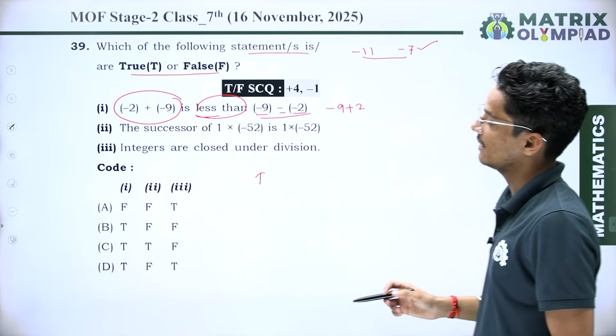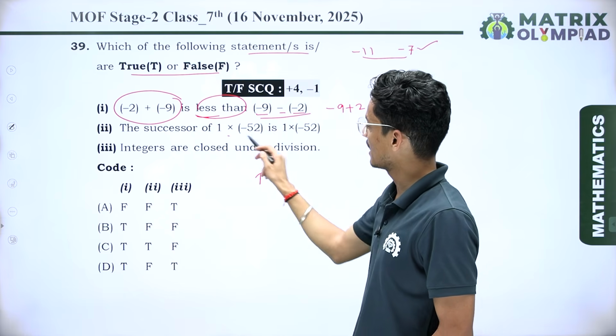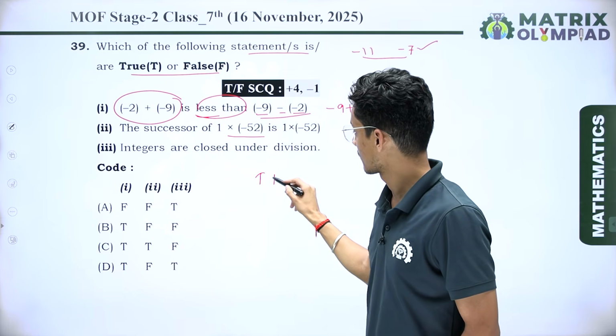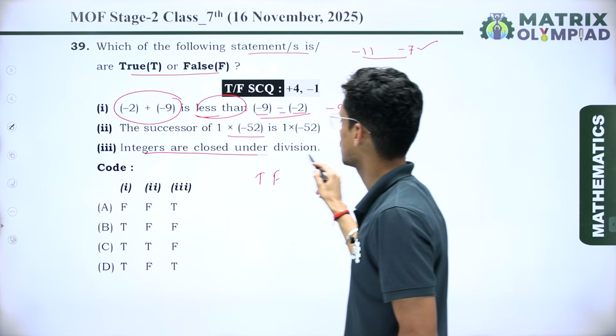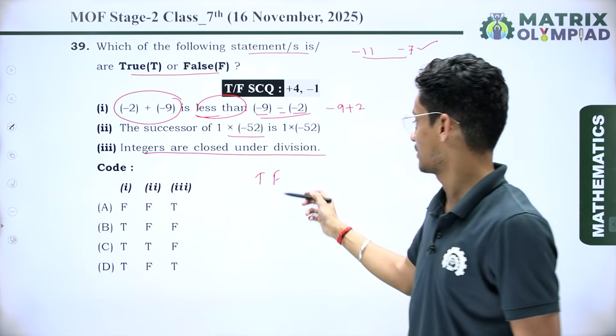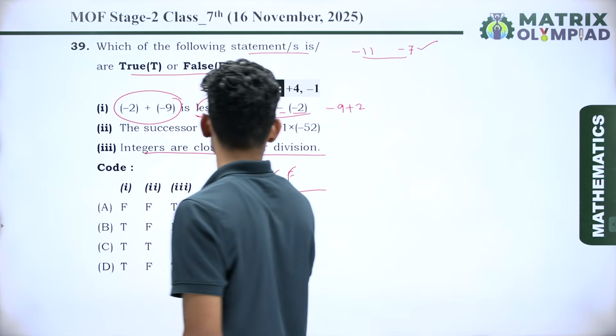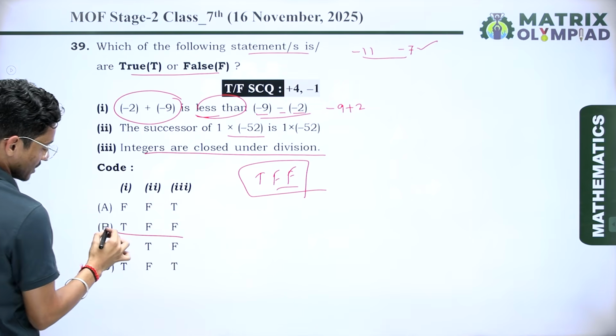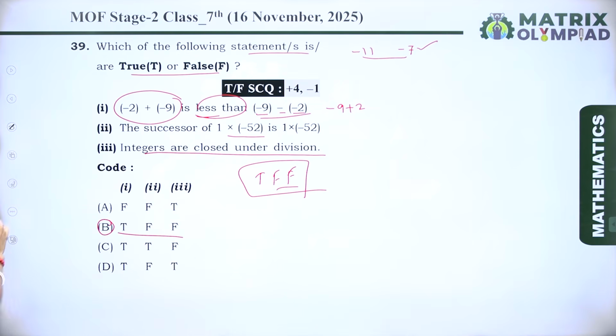If I talk about the second, the successor of 1 multiply minus 52 is 1 multiply minus 52. This one is false. And next, integers are closed under division. No, this one is also false. So the correct option is true, false, and false. It means option number B is the correct answer over here.